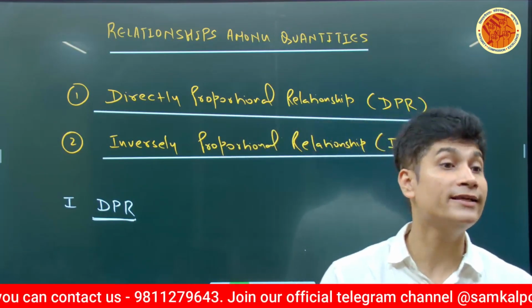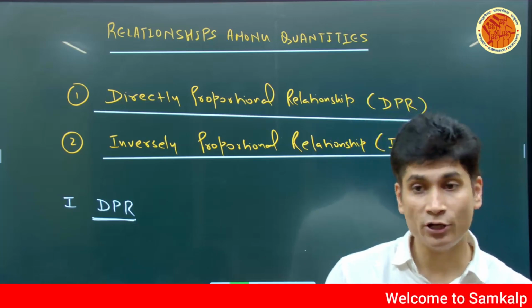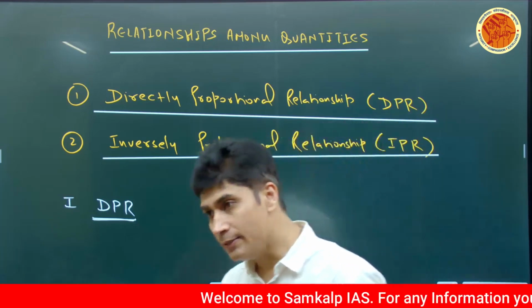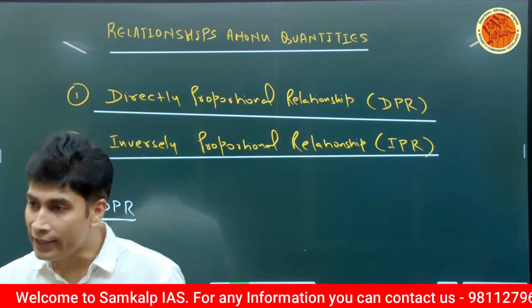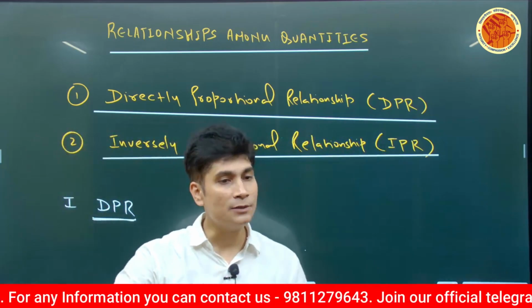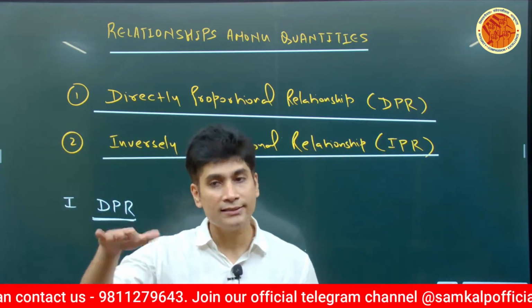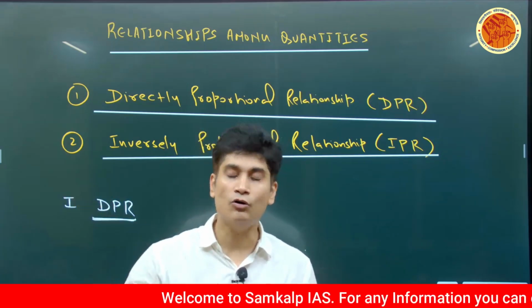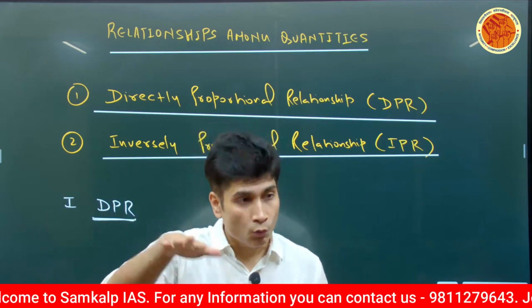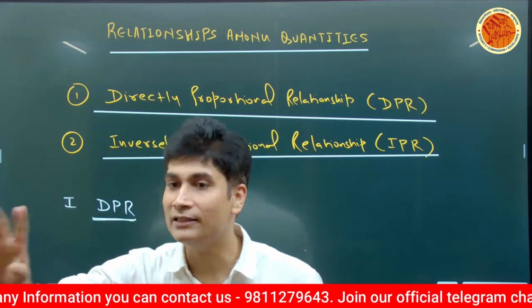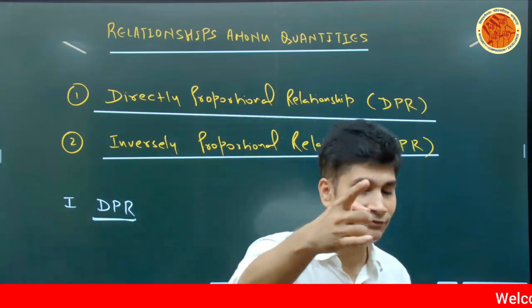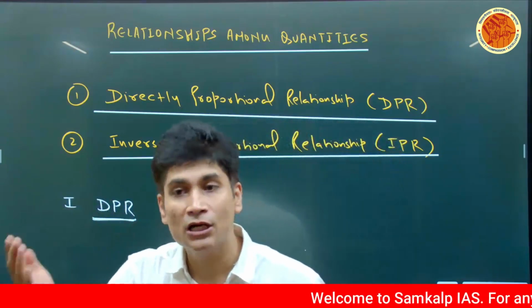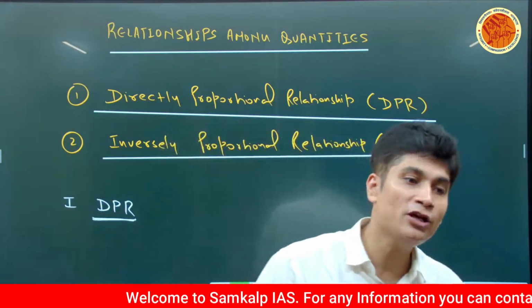If one quantity decreases, again, yes, corresponding quantity will decrease. Oh, my mistake. Sorry, I'm rectifying the error. Directly proportional means one increases, then corresponding quantity also increases.